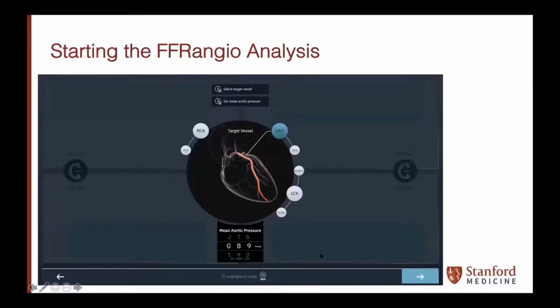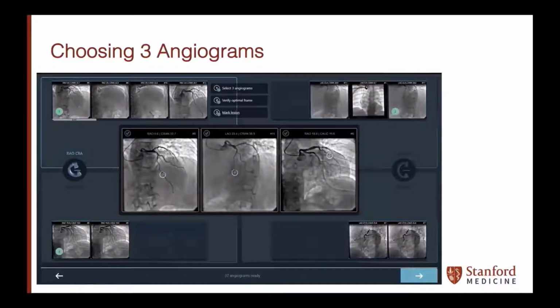So the first step here was to select the target vessel, which was the LAD, input the mean aortic pressure, which at the time was 89 millimeters of mercury. You can select the 3 best angiograms to correspond with the best visualization of the LAD in the lesion. This is where it's important to take good quality angiography without panning, completely opacify the vessels. And you can see here we have selected the lesion in these 3 different views of interest.